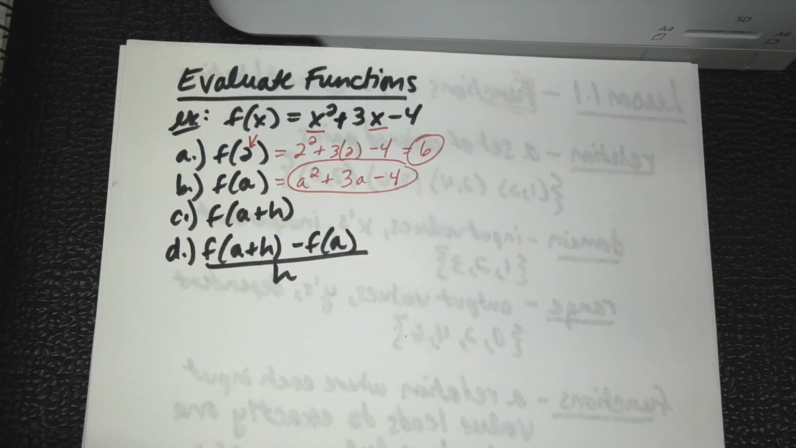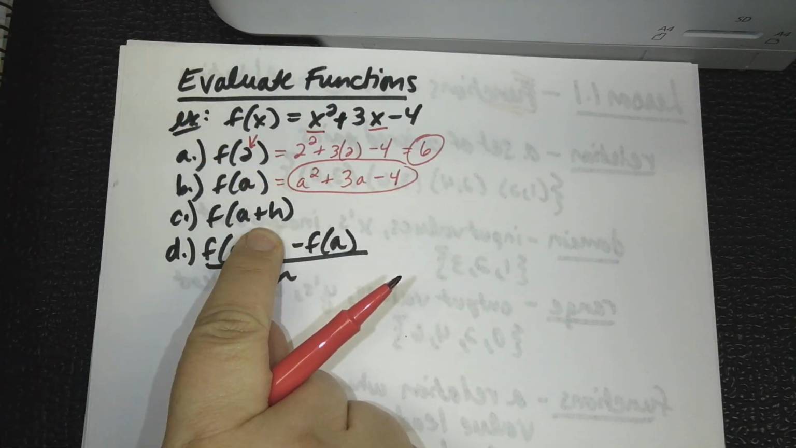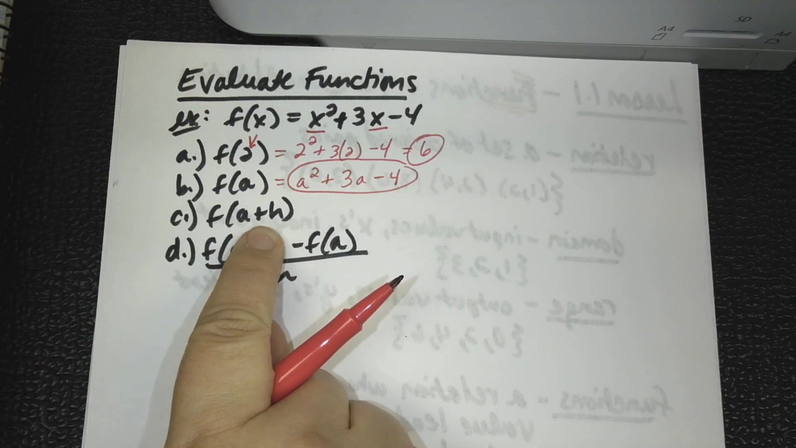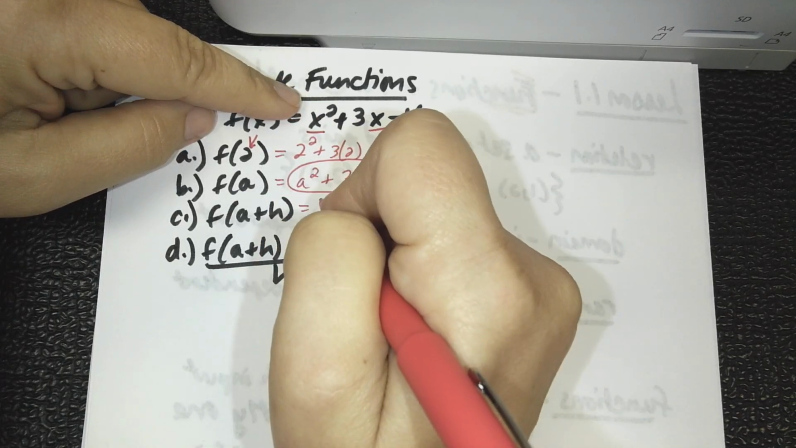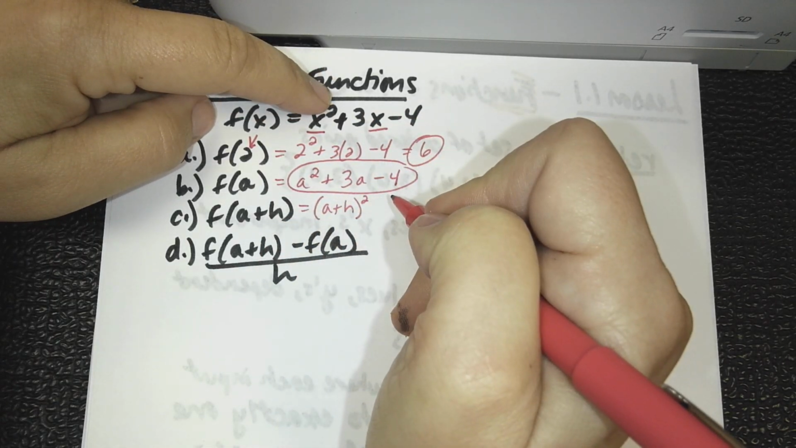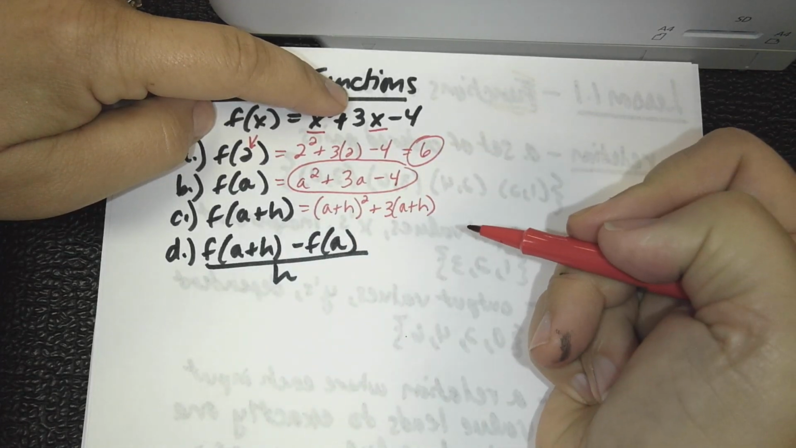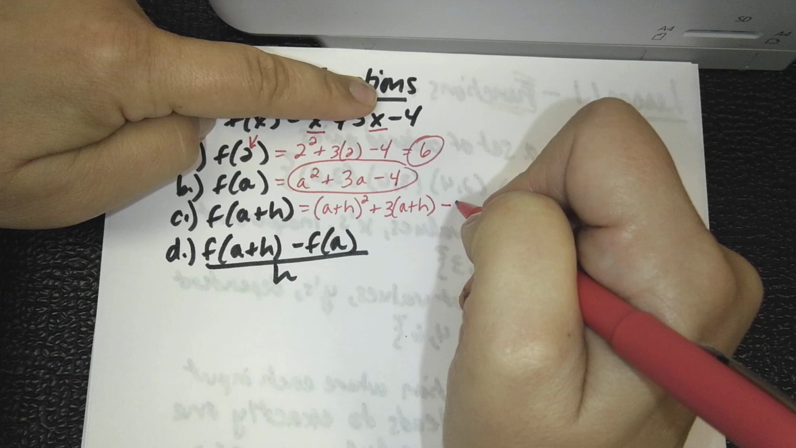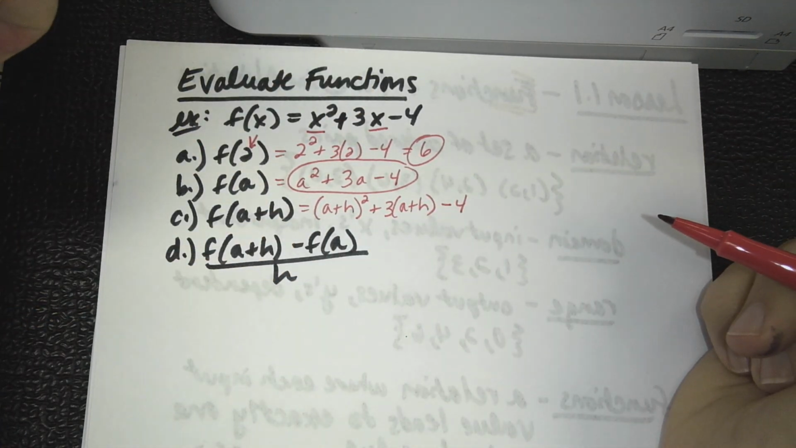What do I do here then? What if it's a plus h? You plug it in, but now it's a binomial. Okay, this is a monomial. This is a binomial. So we're going to have to do something extra here. You'll see. But I'm still going to start it off the same way. Everywhere I see an x, I'm going to put a plus h squared plus 3 times a plus h minus 4. Okay? That's a good start, but you need to clean this up.